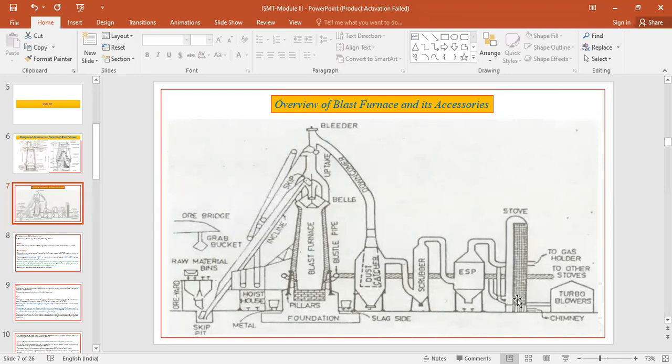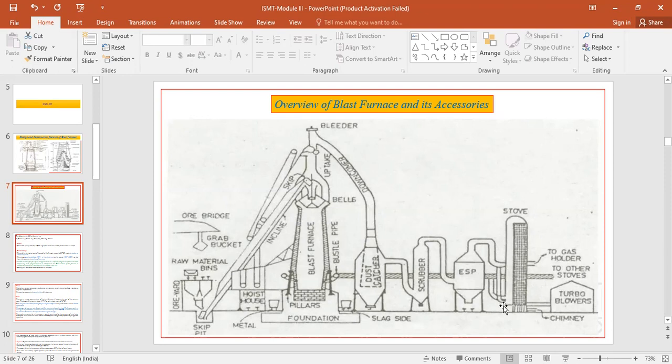where the off gases will get combusted inside the stove, and the heat that is generated will be passed on to the checker bricks, which is a refractory lining system. And from the ambient atmosphere, air is suctioned, and it is allowed to pass through these heated checker bricks. In that way, the heat transfer will take place.